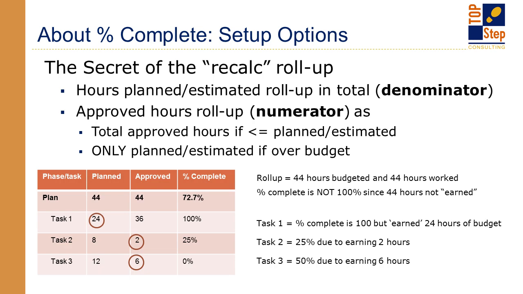When a task has exceeded the planned hours, the cap for the numerator is the planned hours only. It's not going to be the total approved. And that's because OpenAir doesn't calculate percent complete in excess of 100%. So as you can see here in this example, I've got 3 different tasks. My percent complete for the project, or my phase really, is phase, so I guess we're looking at here, is 72.7%.